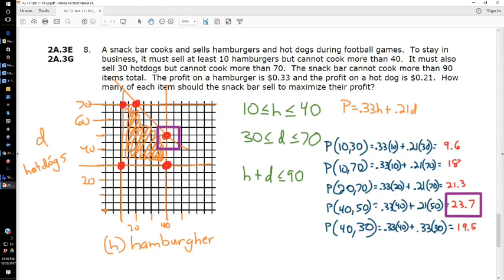So we'll say 40 hamburgers and 50 hot dogs will maximize your profits. Ding!